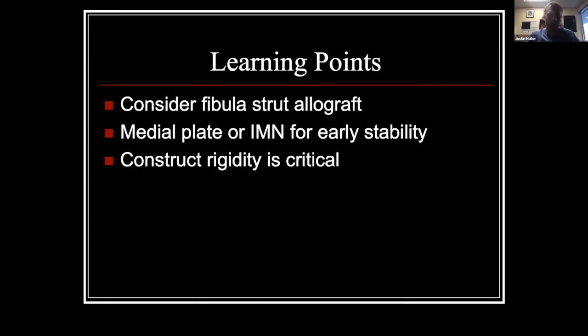So for me, the learning points on this one are hopefully to consider fibula strut allograft in cases where you have big voids, and to hopefully fill the central area and allow for distribution of the graft peripherally. I think either a medial plate or IM nail for early stability can be helpful in these elderly patients that are going to take a long time to heal. And it's important to consider your construct rigidity for these defects, where we want some relative stability to encourage the callus formation where we place our graft.